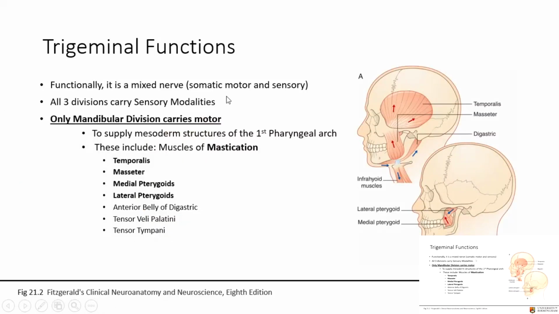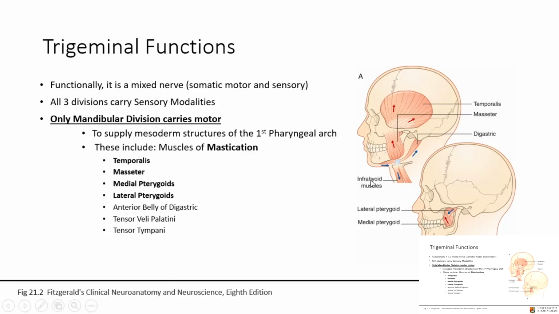And as we said, only the mandibular division is the one that will carry a motor component. It will supply all the mesoderm structures that are associated with the first pharyngeal arch. This will include the muscles of mastication, so temporalis, masseter, medial and lateral pterygoids, but also the anterior belly of the digastric, the tensor veli palatini, and the tensor tympani muscle.